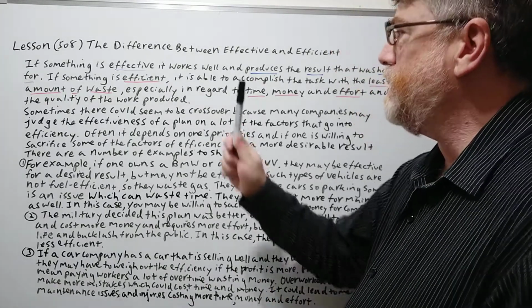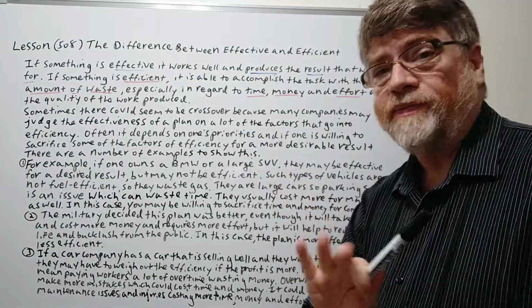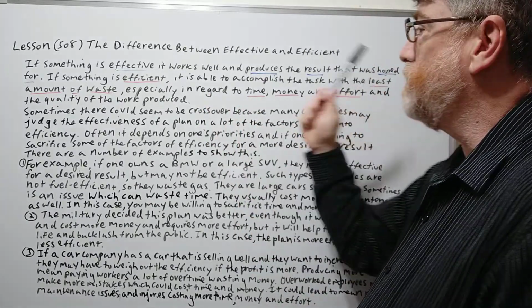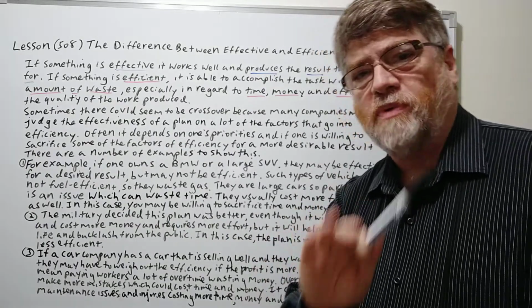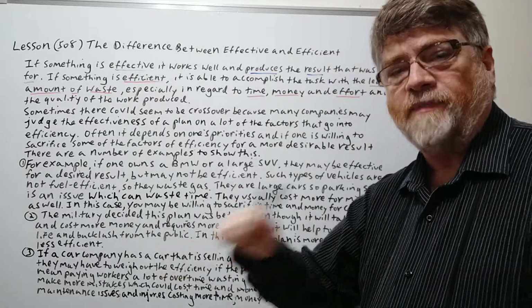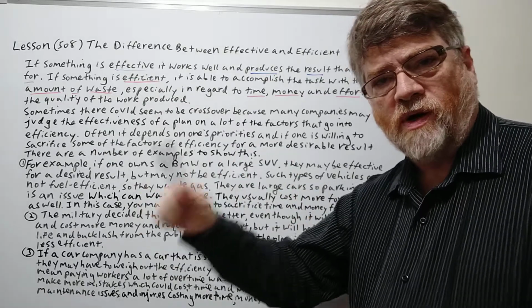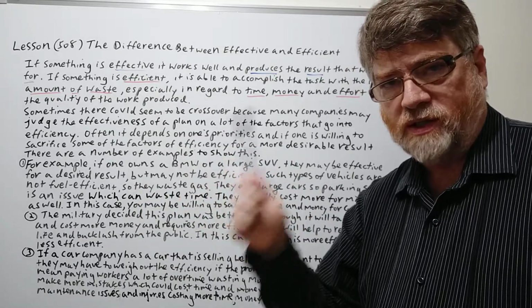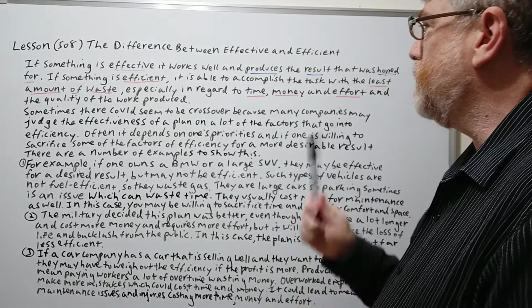If something is effective, it works well and produces the result that was hoped for. So that's the key part with effective. You want it to produce something, or you're looking for the result that you really want, the one that's hoped for. All right, let's continue.